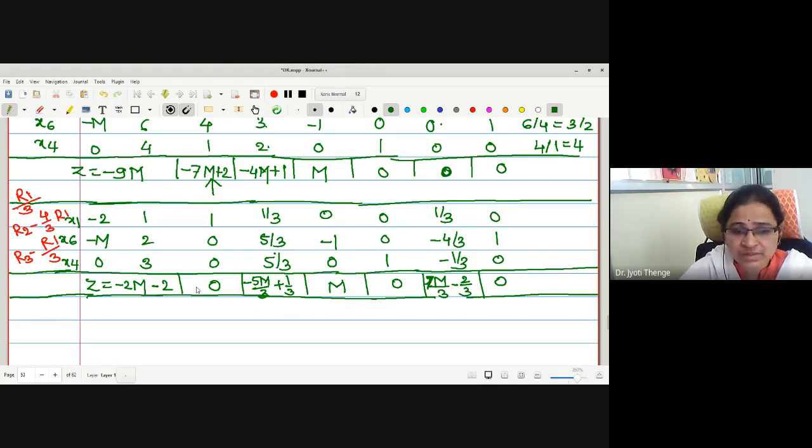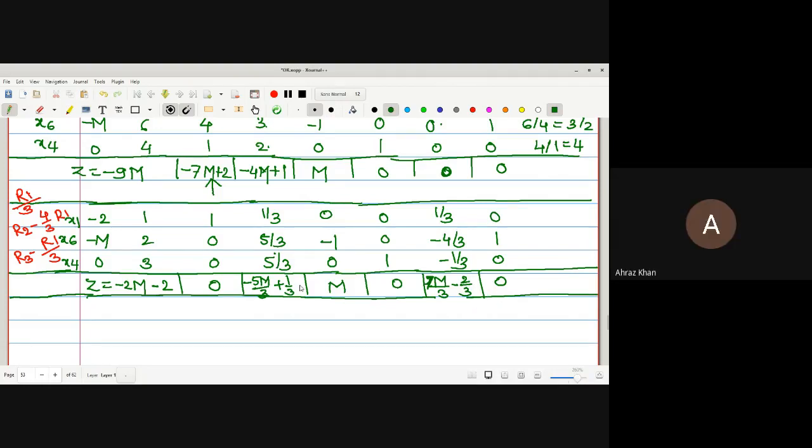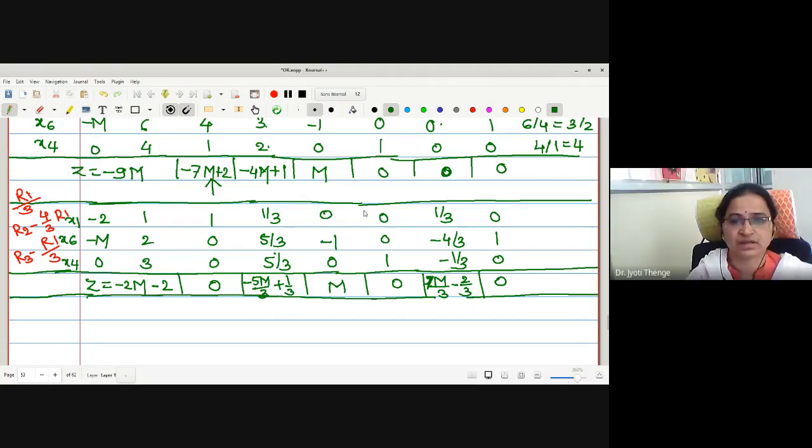Therefore, which is the most negative among these values? Minus 5m by 3. Yes, this minus 5m by 3. Therefore, this is going to enter the basis. Therefore, we have to calculate which variable is going to leave the basis. Therefore, what we have to do, xb column upon this column, correct?